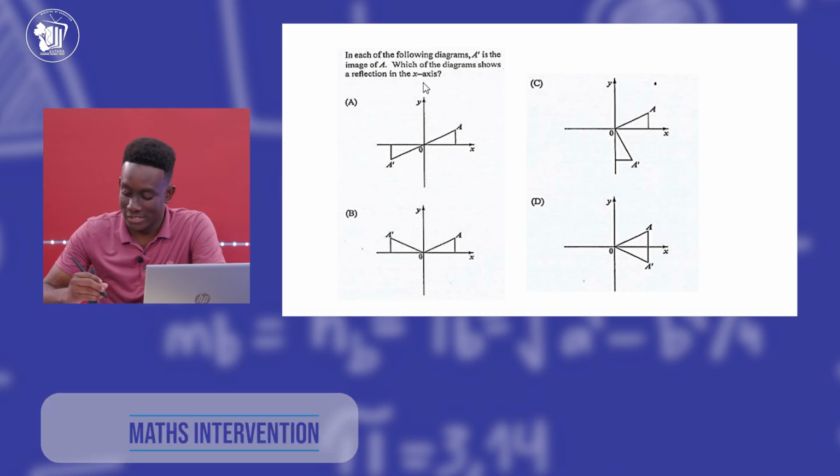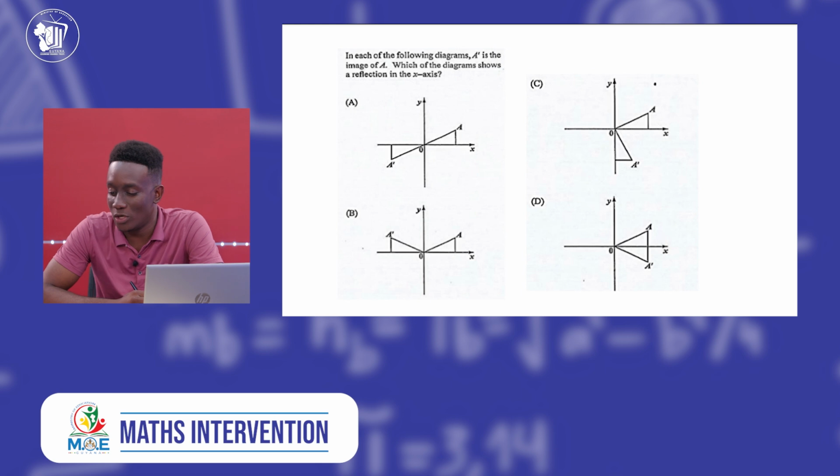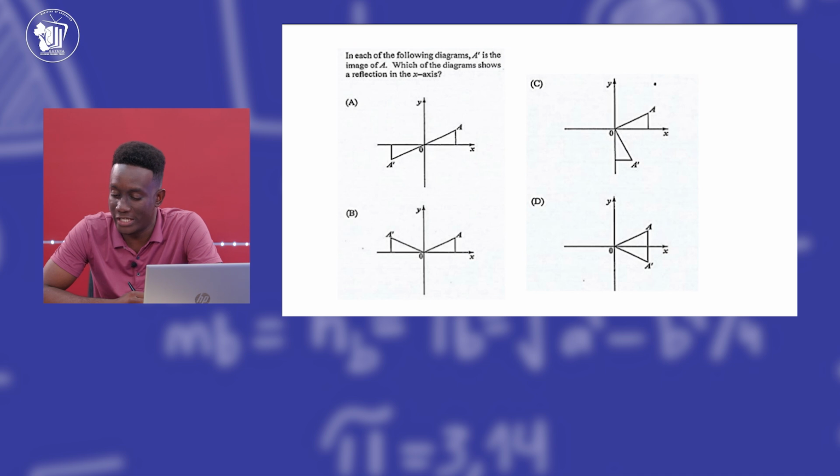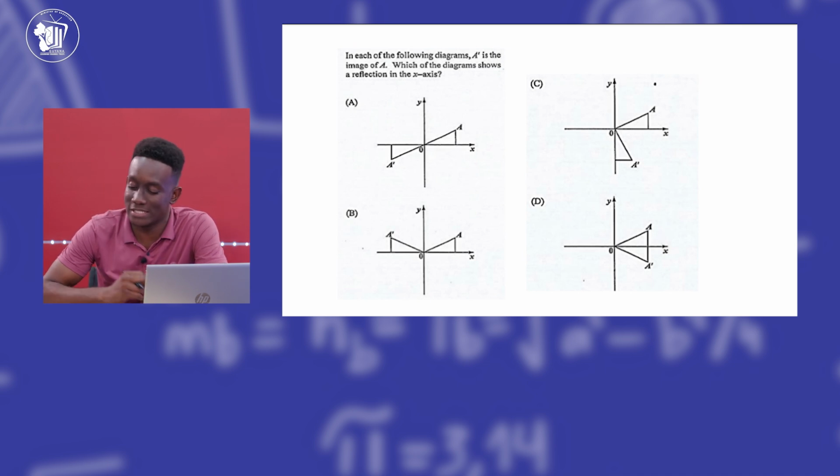In this video, I will be looking at some transformation multiple choice type questions, and let's head straight into the first question. So this one says, in each of the following diagrams, A prime is the image of A. Which of the following diagrams show a reflection in the x-axis? So they want a reflection in the x-axis.